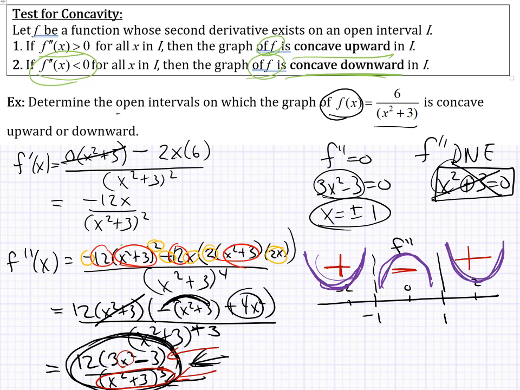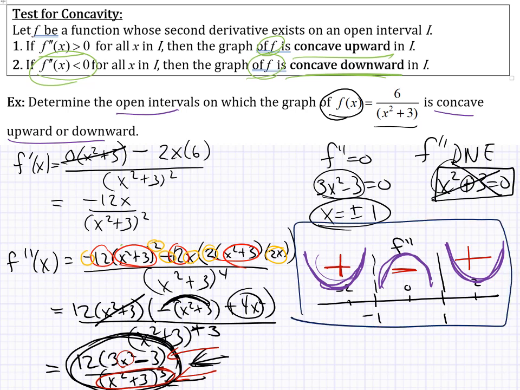So the question said, determine the intervals where we're concave up and concave down. This table here is not the answer. We take that table and we get the answer. So we would say f of x is concave up on the interval from -infinity to -1 and 1 to infinity.